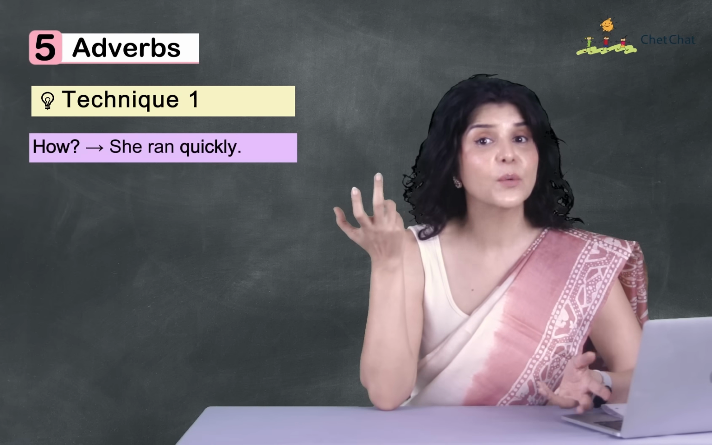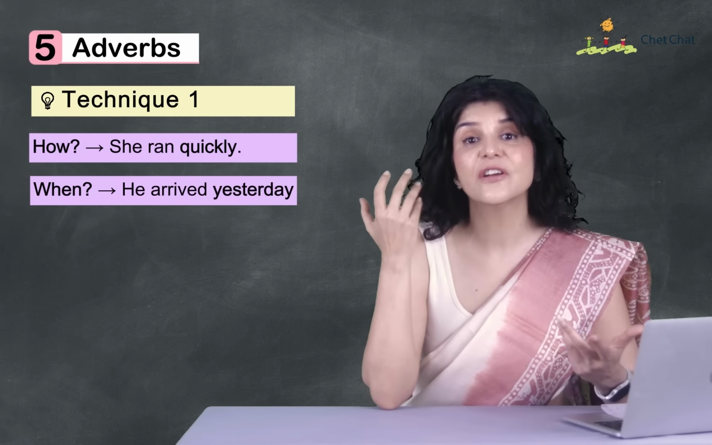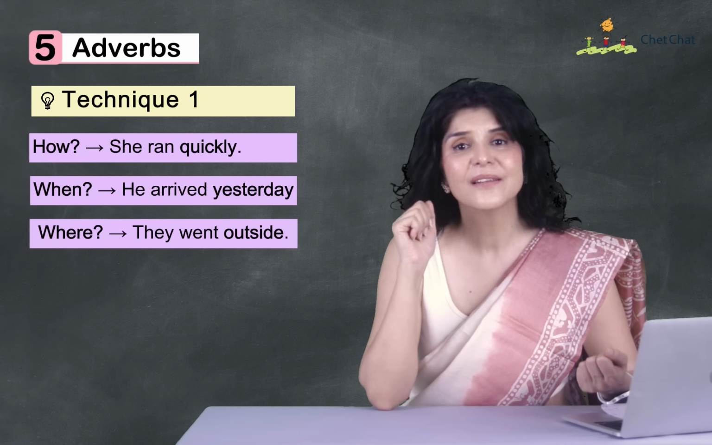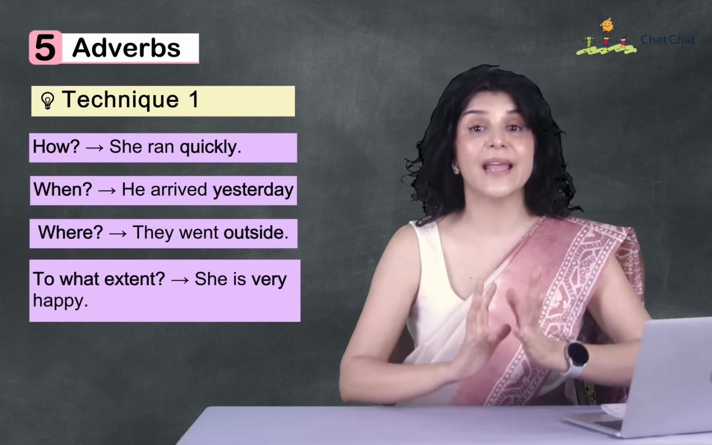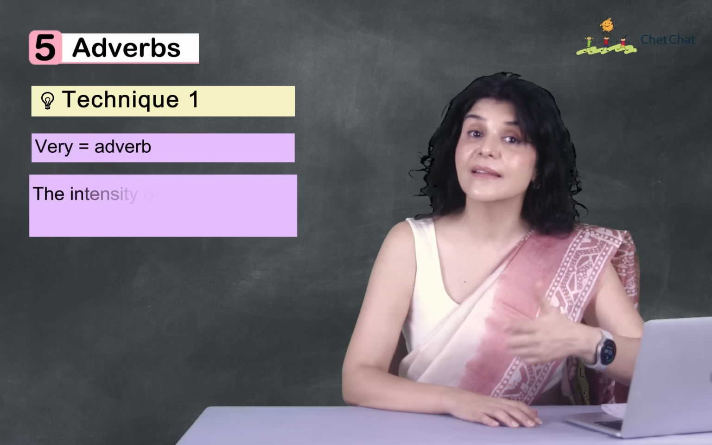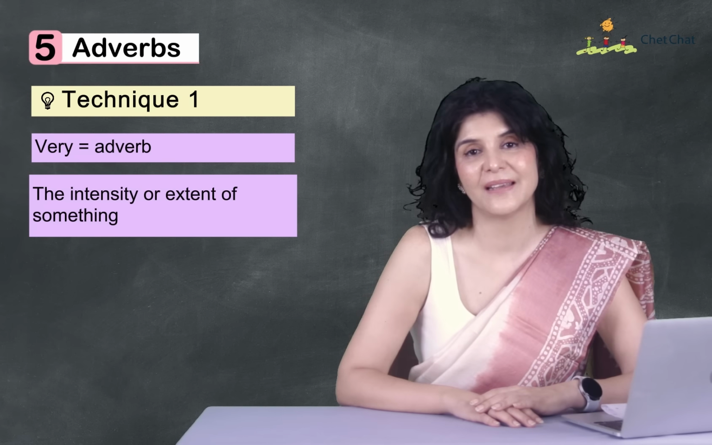How? She ran quickly. When? She arrived yesterday. Where? They went outside. To what extent? She's very happy. Very is an adverb because it tells us the intensity or extent of something.